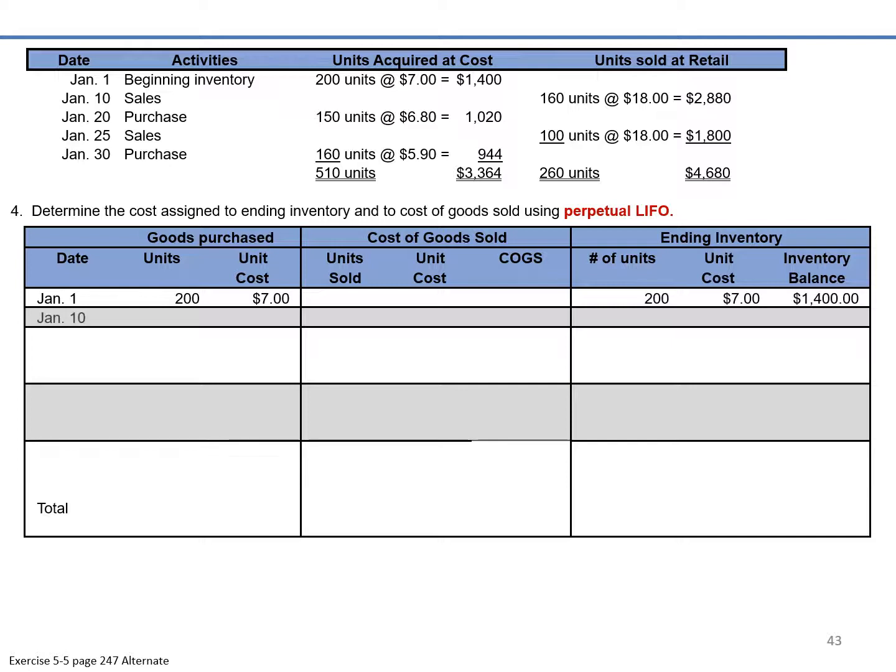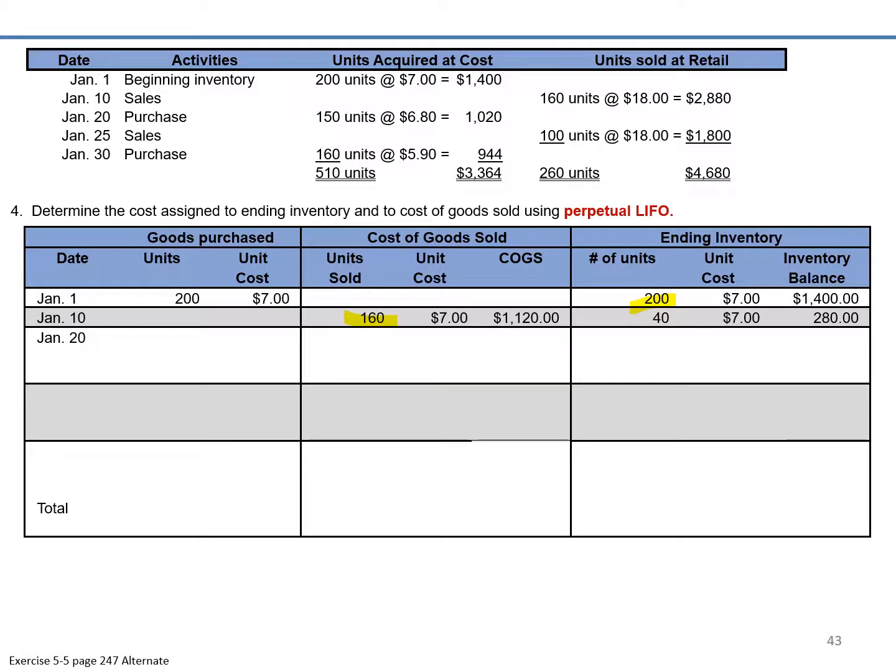Then I made a sale of 160 on January 10th. I'm going to sell the last units in first. So in this case, I'm going to sell 160 of my 200 units at my $7 price point for a total cost of goods sold of $1,120. So I have 40 left at $7 or $280.